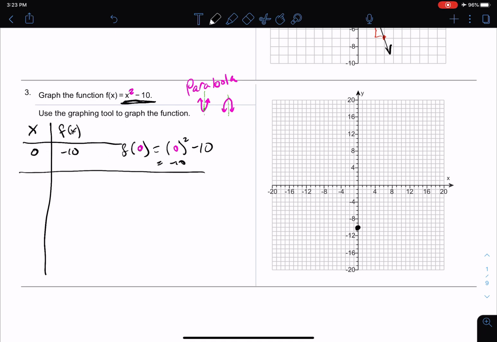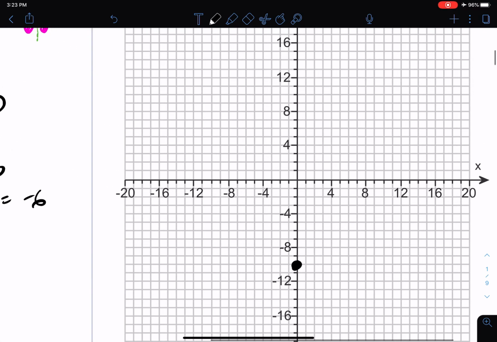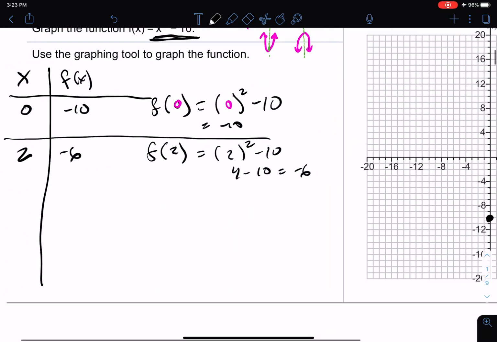Now, I already know what this thing looks like just because I've done so many. So let me just take some points I might not take. How about 2? And so, of course, you put a 2 in. You replace the x with 2. And you get 4 minus 10, which is negative 6. So 2, negative 6. Boy, this is a small graph. Let me zoom in a little bit. 2, negative 4, 5, 6. It's going to be right there. Okay.